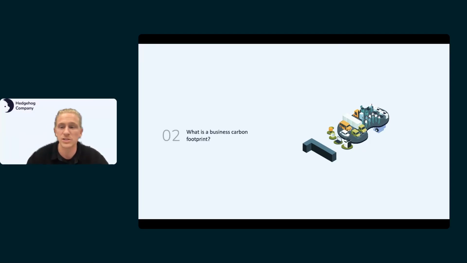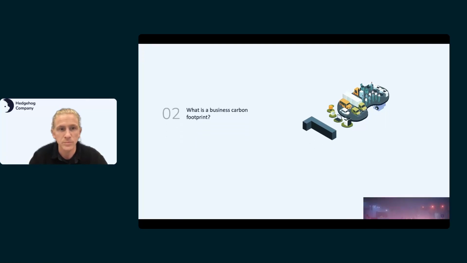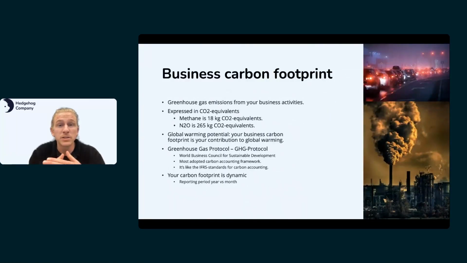What is a business carbon footprint? A business carbon footprint is basically an inventory of all your greenhouse gas emissions that follow from your business activities. We express a business carbon footprint in CO2 equivalents, and this means that whatever greenhouse gas emission we are assessing in our carbon footprint, we translate that emission to its effect on global warming relative to CO2.